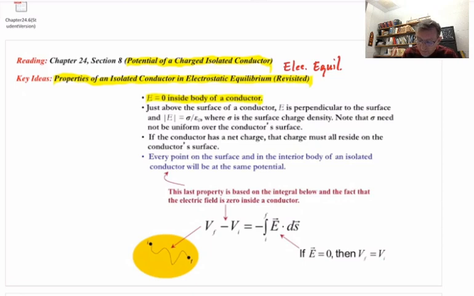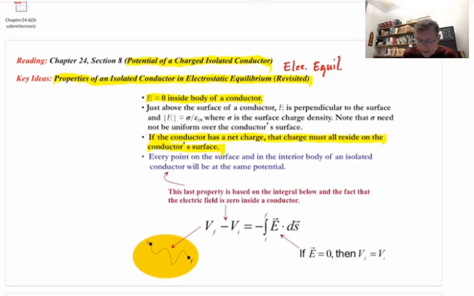Okay? I'm going to jump down and do this one next. If the conductor has a net charge, it might not, but if it does, then that charge must reside all on the conductor's surface. Must be on the surface of the conductor.